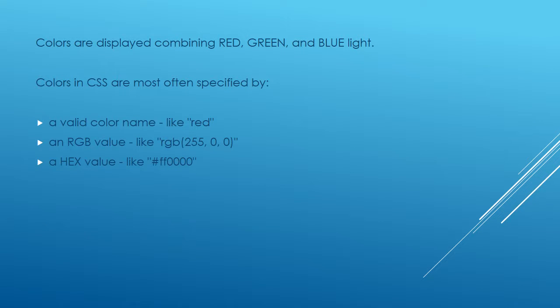Colors are displayed combining red, green, and blue light. Colors in CSS are most often specified by a valid color name, like red, an RGB value, like RGB(255,0,0), a hex value, like #FF0000.